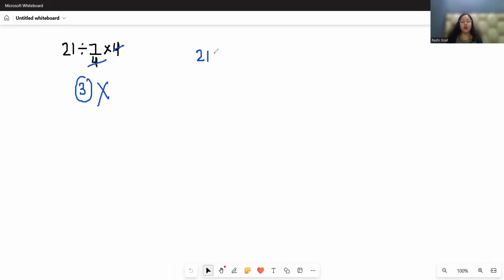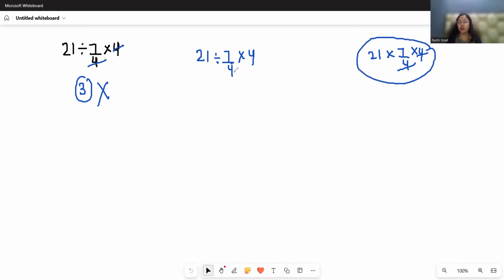Why? Because when you have given 21 divided by 7 by 4 and 4, and if you have given 21 divided by 7, multiply by 4 and 4 times 4, they both are different questions. You can cancel out this with this in this case, but not in this case.